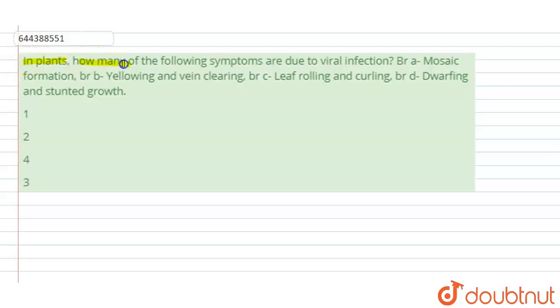Hello everyone, so here's the question. In plants, how many of the following symptoms are due to viral infection? Alright, so they have given A option, mosaic formation, then we have yellowing and vein clearing, leaf rolling and curling, dwarfing, and then the stunted growth.